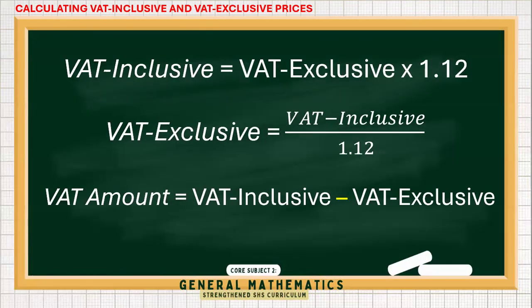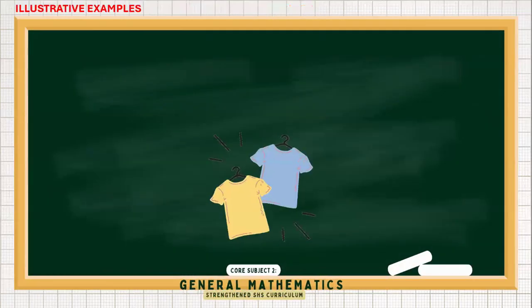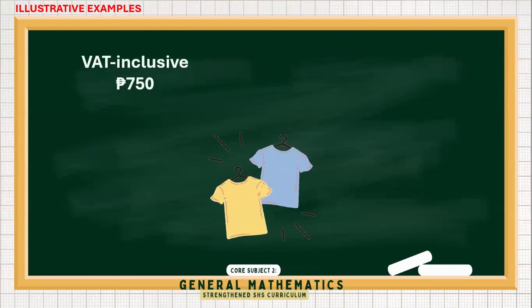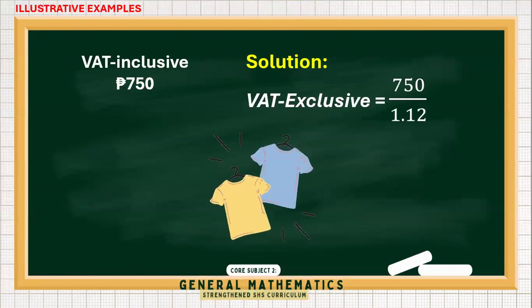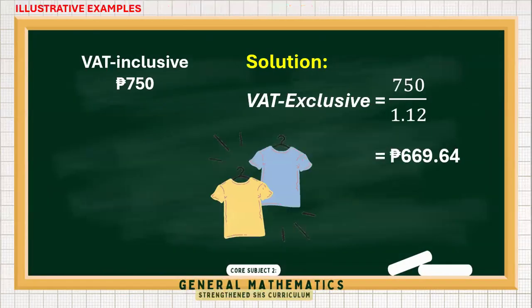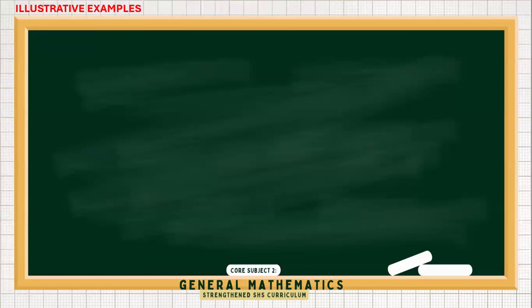So let us apply all of these given these examples. For example, a t-shirt is VAT inclusive already, at 750. It means VAT is already there. So how do we get our VAT exclusive amount? That's 750 divided by 1.12 and the answer is 669 pesos and 64 centavos. That's very easy. It's just division by 1.12.